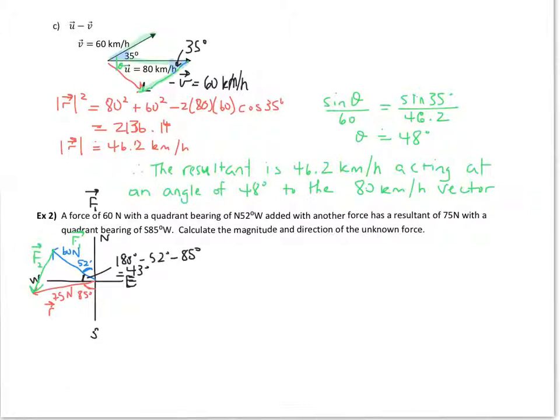Okay, so we've got that interior angle there of 43 degrees. Now we can use cosine law to calculate the magnitude of the resultant vector, or not the resultant vector, I should say force 2 vector, not resultant.